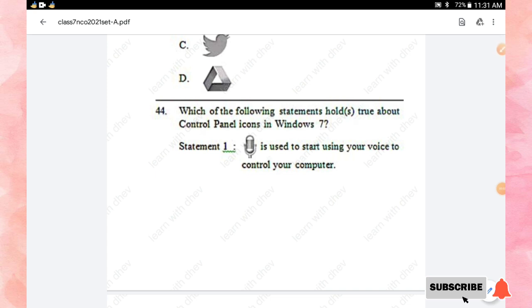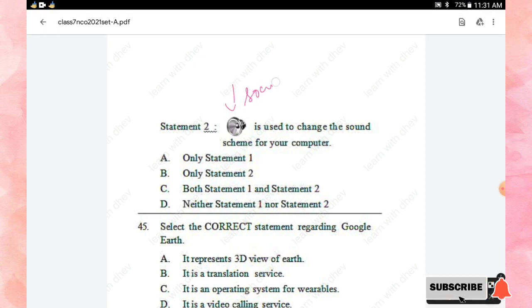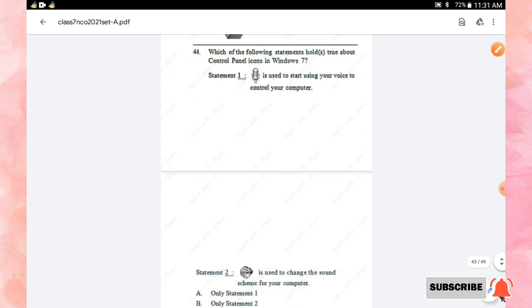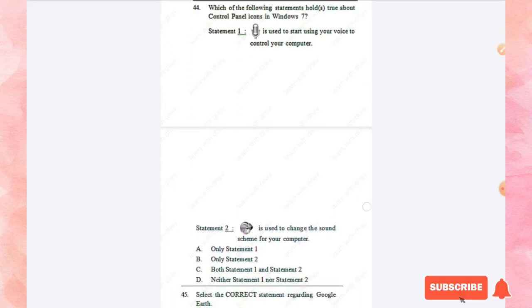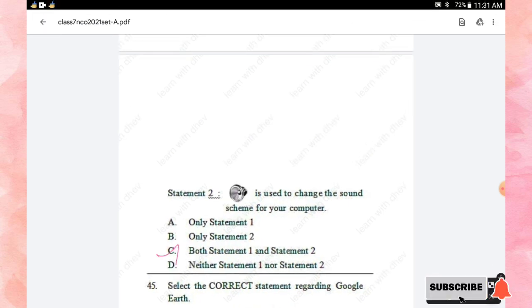Question number 44. Which of the following statements holds true about control panel icons in Windows 7? Statement 1. So this icon represents microphone. Microphone is used to start using your voice to control your computer. And statement 2, this is sound option. This sound option is used to change the sound scheme for your computer. So both the statements, statement 1 as well as statement 2, are correct. Right. So hence your answer would be option C. Both statement 1 and statement 2 is the right answer for this question.